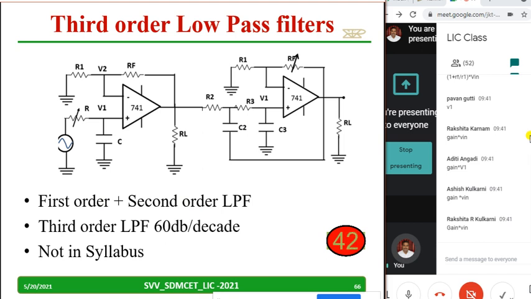When I say third order, what is the dB per decade? Can you type your answer in the chat box? You have 10 seconds. What will be the dB per decade? How much fall per decade do we get? Yes, Ulvesh. It is 60 dB per decade, Anusha. Very good, Anusha. Abhinandan and Rakshita Karnan.